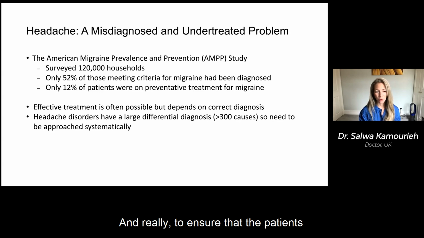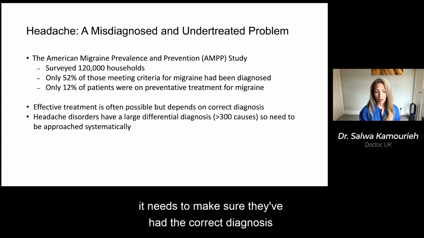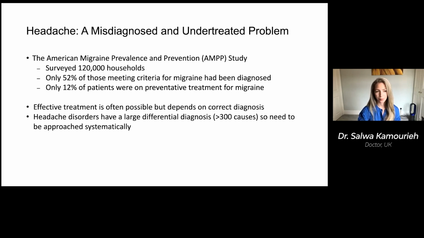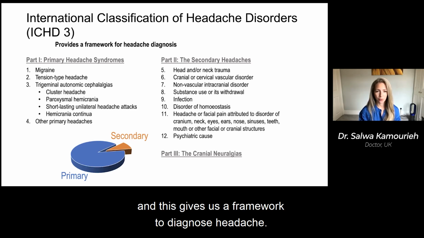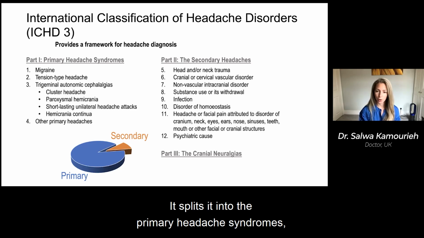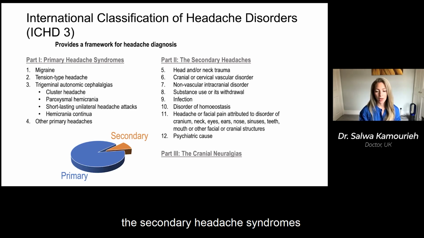And really, to ensure that patients are getting the most effective treatment, we need to make sure they've had the correct diagnosis. Headache disorders have a very large differential, and so they need to be approached systematically. In order to do this, we use the International Classification of Headache Disorders, the ICHD-3, and this gives us a framework to diagnose headache. It splits it into the primary headache syndromes, the secondary headache syndromes, and then the cranial neuralgias.